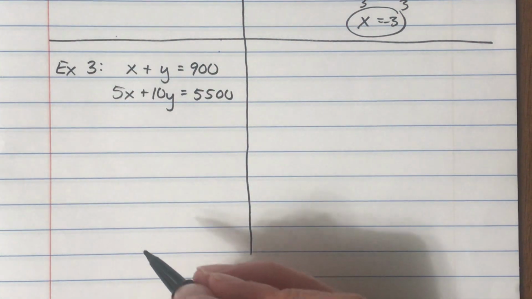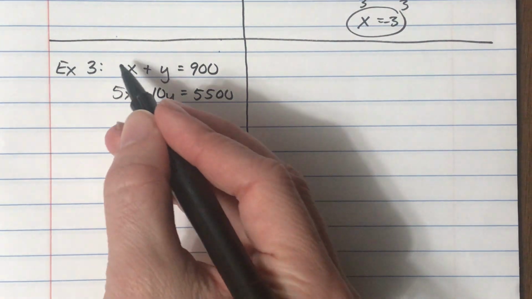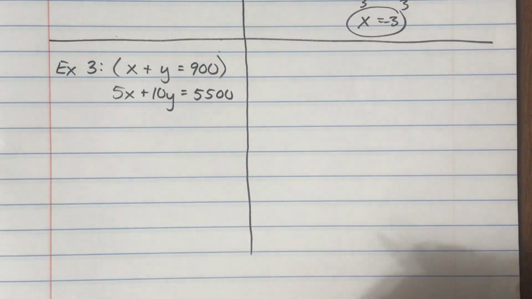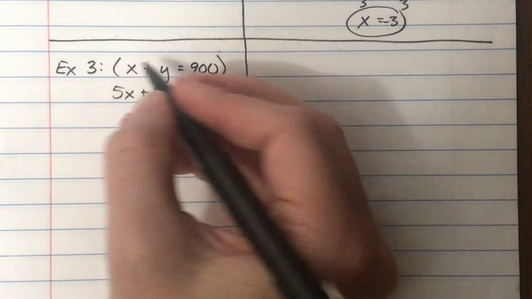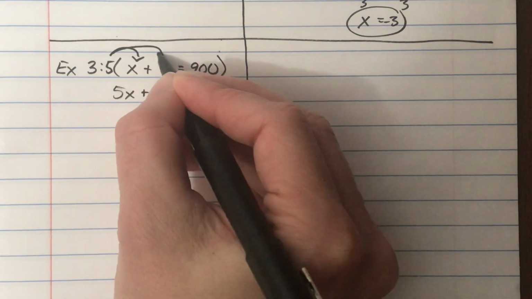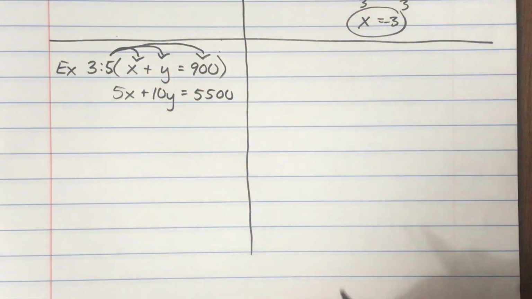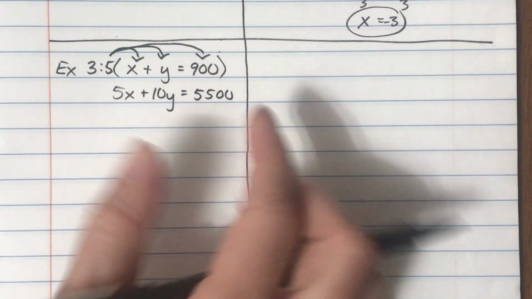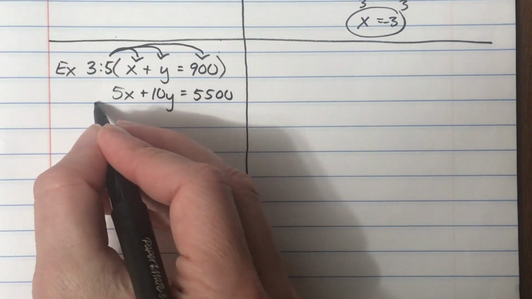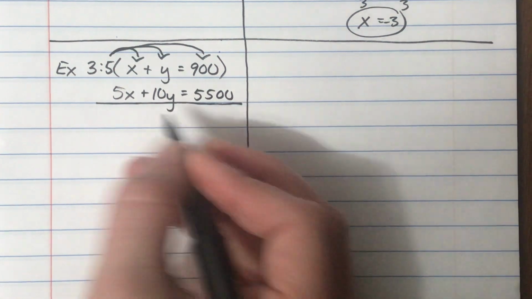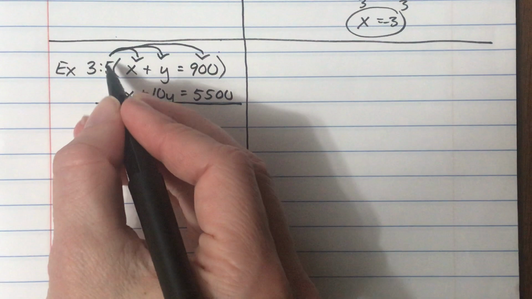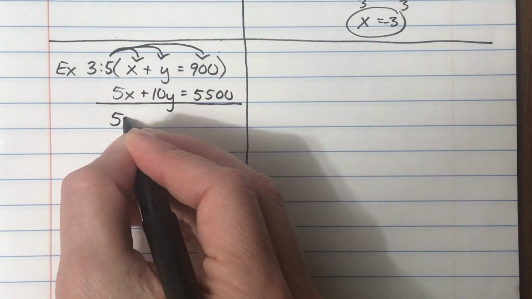That changes the equation. But if I wanted to ensure that the coefficients here were going to be the same, what I could do is put parentheses around my entire top equation, and I'm going to multiply the whole thing by 5, almost like distributing, making sure that everything gets multiplied by 5. So watch what happens. If I take that whole top equation and multiply it by 5, I'm going to come down here. I'm actually going to make a line so I know I'm dealing with the same set of equations. So I'm going to take 5 multiplied by x, so that's 5x.